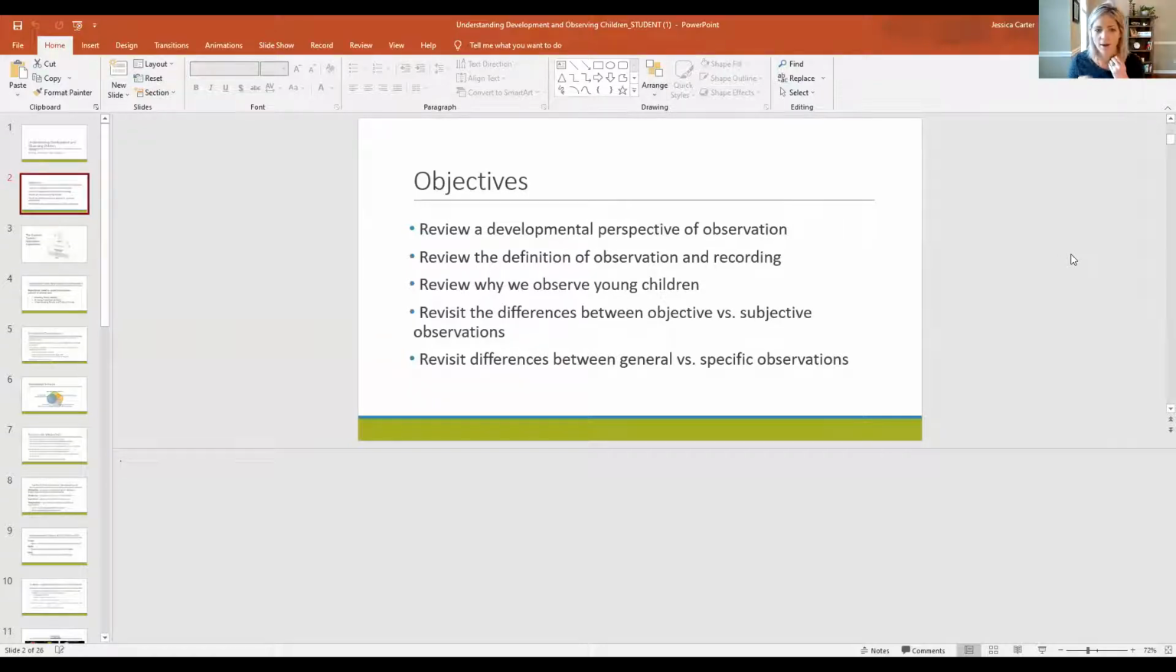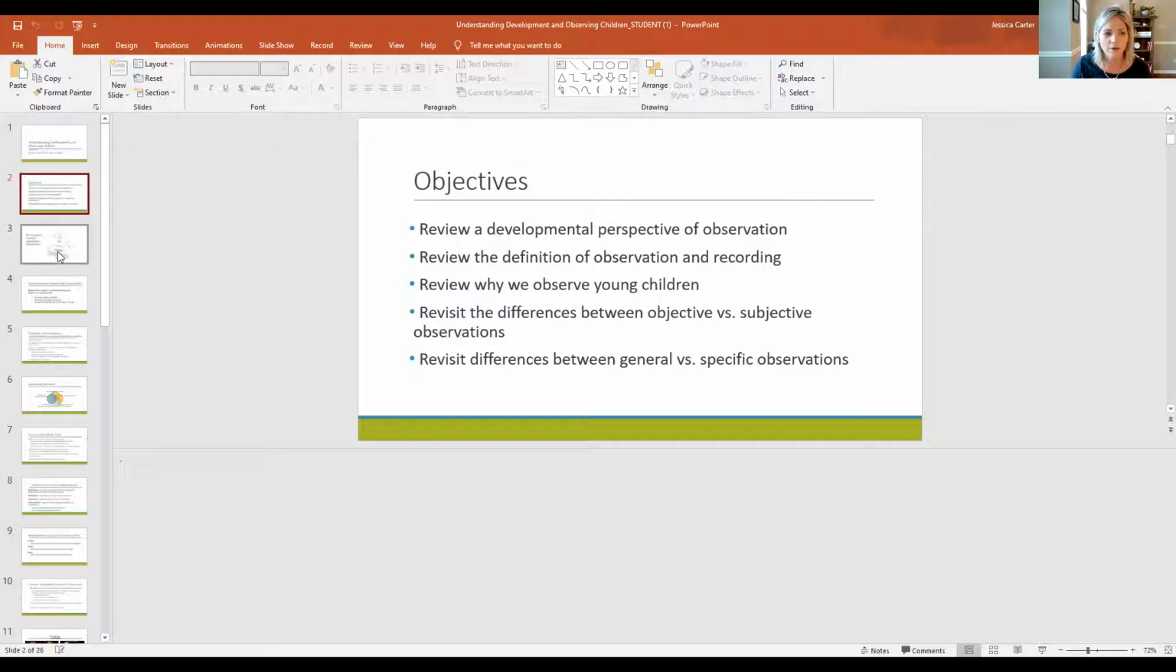We're going to talk about the developmental perspectives that relate to observation. We're going to define observation and recording, and talk about why we would observe young children, what our reasons and rationales are for that. And if you remember from last class, we looked at the difference between objective and subjective observations. And we've already talked about the difference between very generalized and more specific observations.